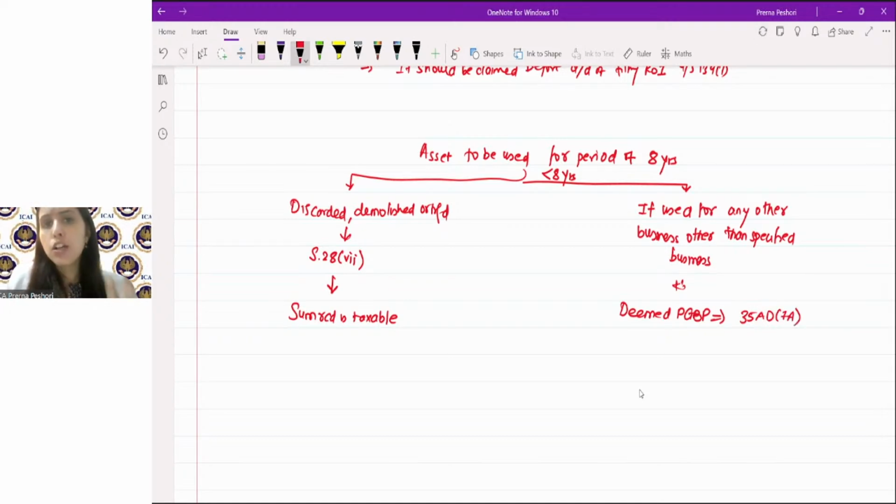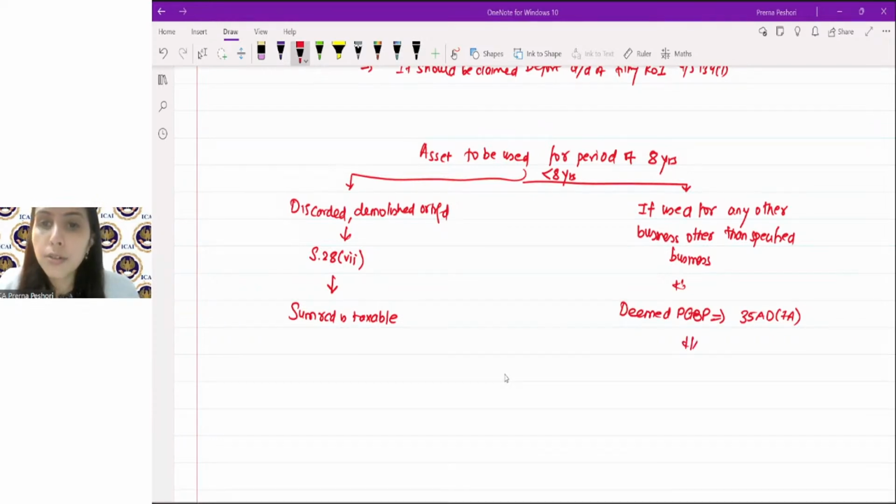And what does it provide? So it provides that any asset in respect of which a deduction is claimed shall be used for the specified business for a period of 8 years from the date when the asset is acquired. Now, if any asset is used for other than the specified business during the period of 8 years on which the deduction has been claimed, then in that case, it will be deemed to be the income of the assessee chargeable under the head PGBP. Clear?